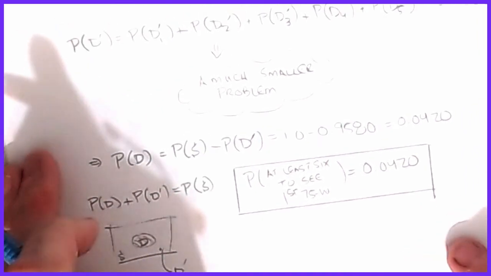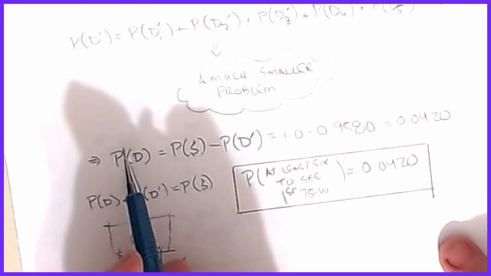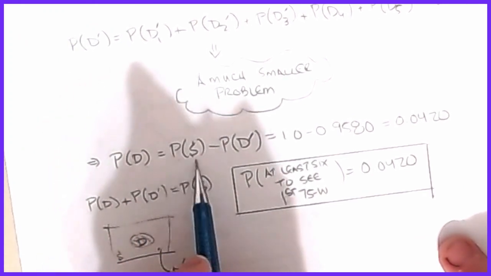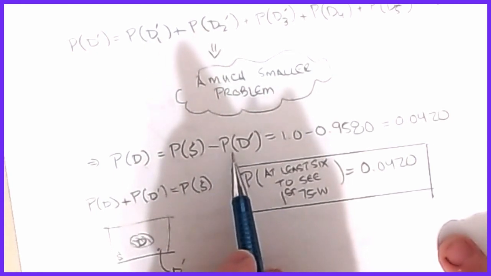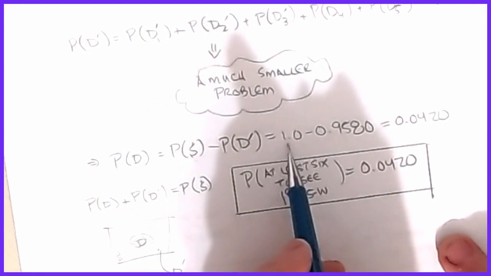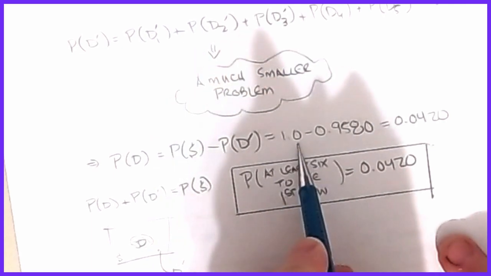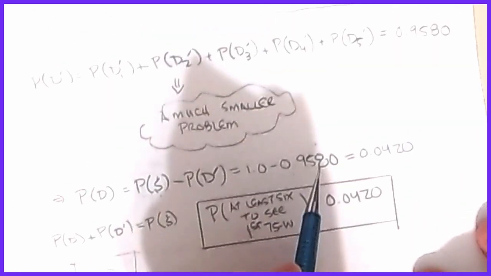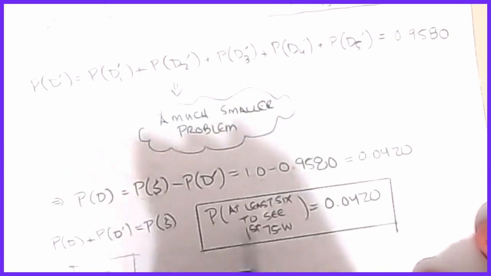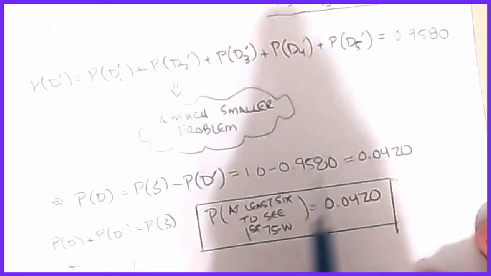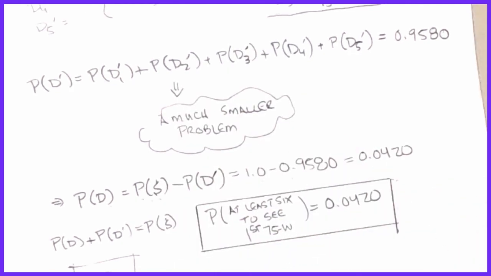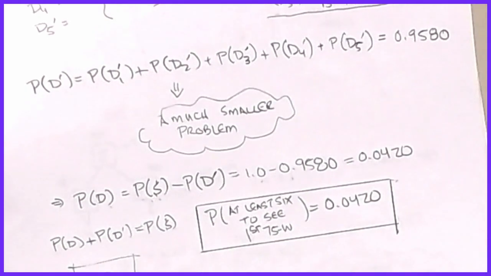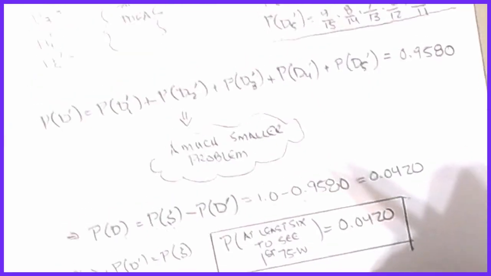Okay? All right, so what we have then is that if I rearrange this formula, the probability of my event D is just the probability of the sample space minus the probability of that complement event, which was a lot easier to calculate in this scenario. And we know the probability of the sample space is 1.0, and I subtract off that number I found, that 0.958. And so the probability of taking at least 6 to see the first 75 watt bulb is 0.0420. It's about 4%. It'll take you at least 6 to see the first one, right? So that's some strategy and some techniques that we can use to work on that.